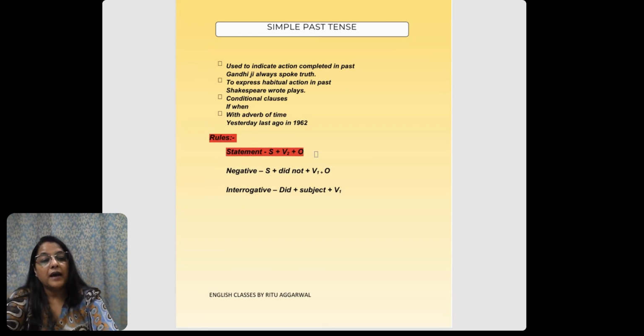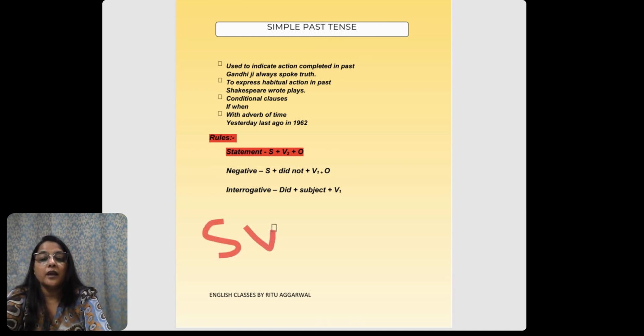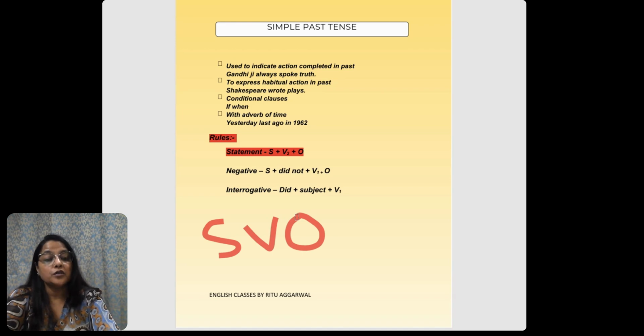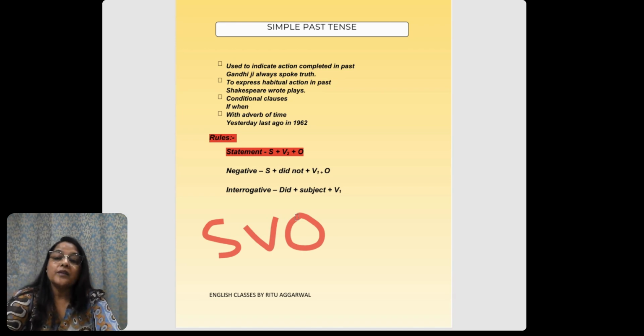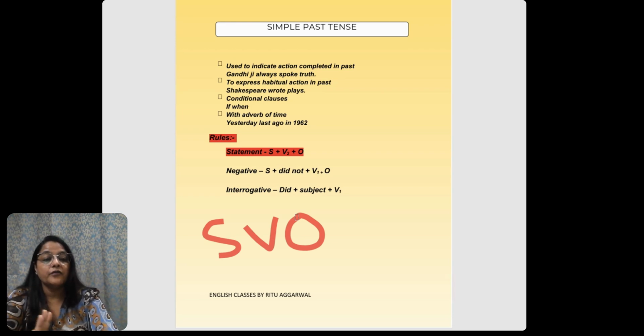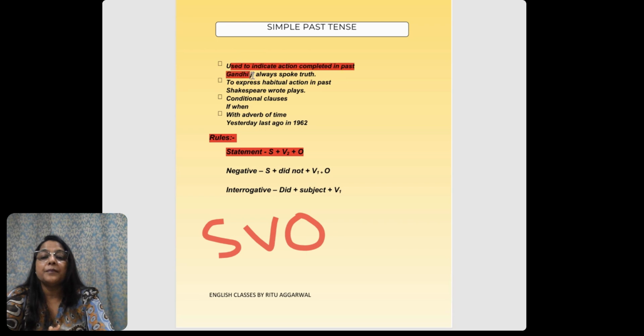Just recall, ma'am told that the formula needs to be SVO. Okay. This is very much useful in your transformation of sentences, active passive voice also. So the formula is SVO. So when we talk about SVO, the past tense is indicating anything which is happening in the past, right? Any action which has happened in the past, any clause, any adverb of time.